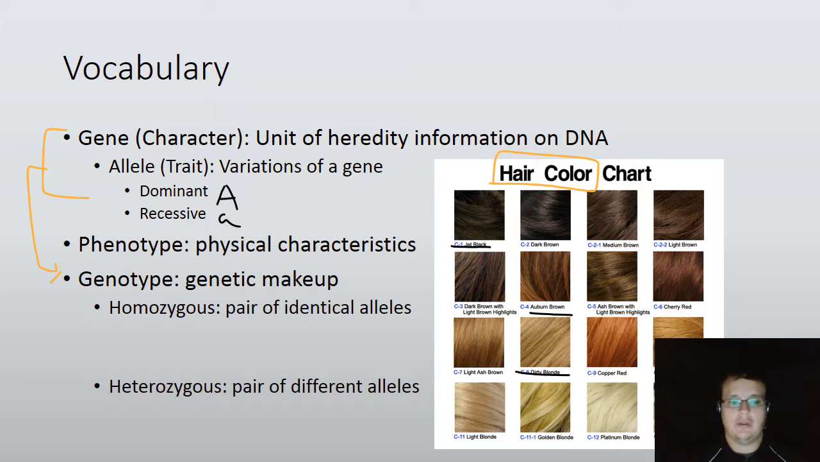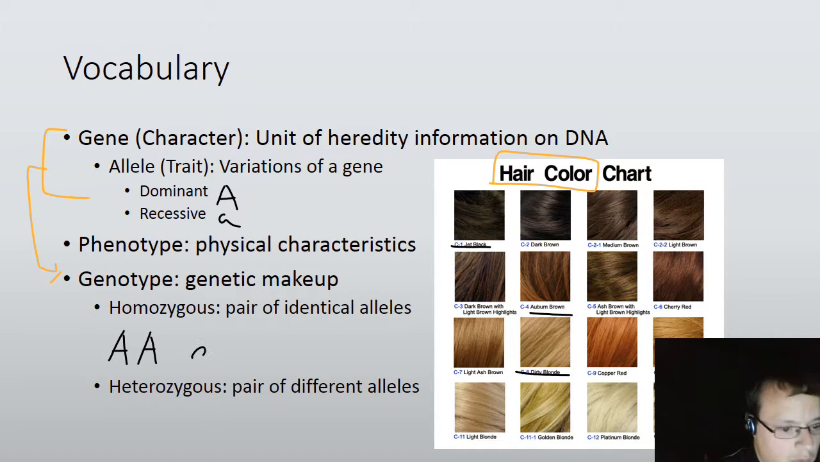Genotype can be broken down into two ways, homozygous and heterozygous. So a homozygous individual, you can have two homozygous because they always come in pairs. So you can have two uppercase letters, which are two dominant, or you can have two recessive. Heterozygous would be different alleles. So this would be a dominant with a recessive.